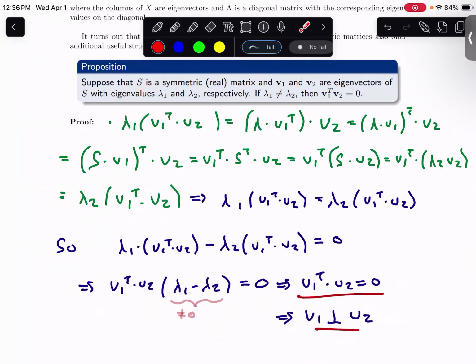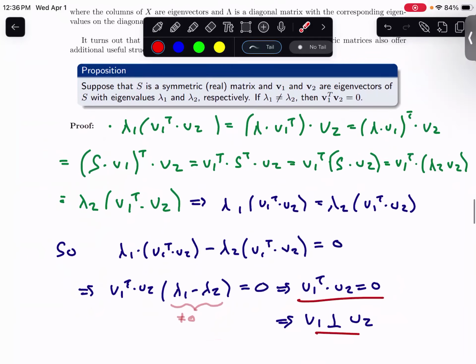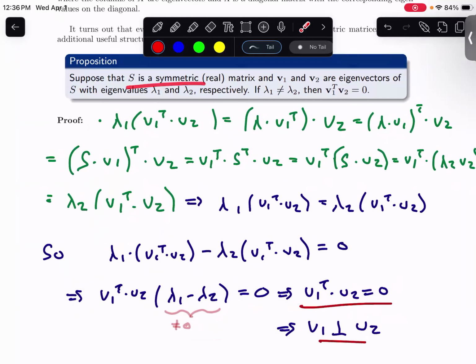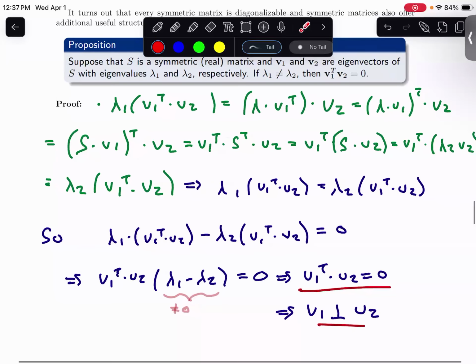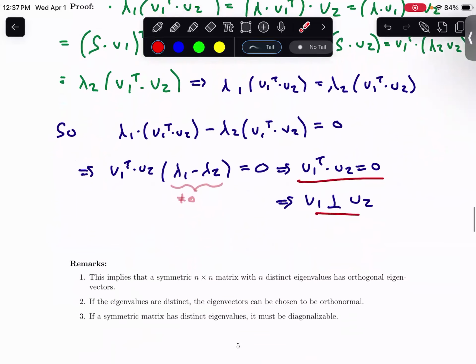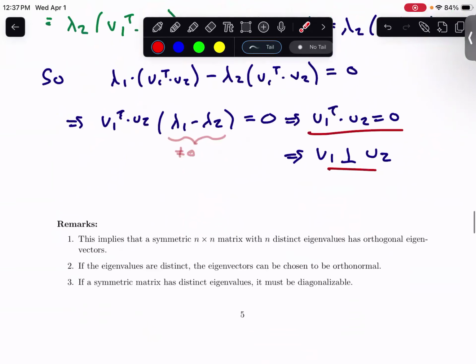Yeah, so again, the main takeaway, if you wanted to summarize this in a single line, is that if S is symmetric, then distinct eigenvalues means that you have orthogonal eigenvectors. So as long as you have different eigenvalues, you get orthogonal eigenvectors, which is stronger than linear independence. There's a couple of remarks that we can make based on this proposition, and these are pretty important.